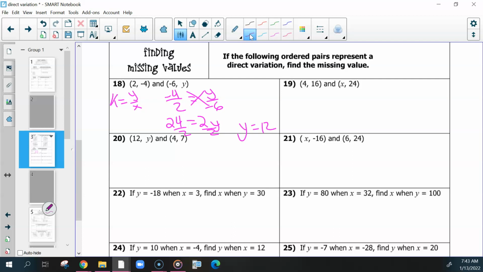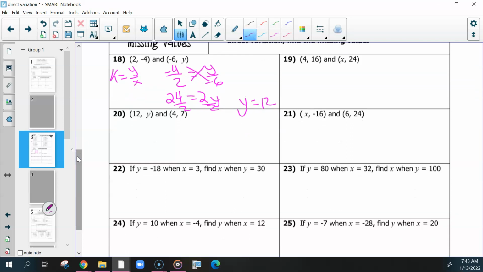I'm going to jump to 21. We're going to do this a different way. So now, we know that k equals y over x. So I'm going to take the numbers that I know, or that I'm given both of, 6 and 24, and I'm going to use that to find k. So 24 divided by 6. We know that's 4. So we can say our k value is 4.